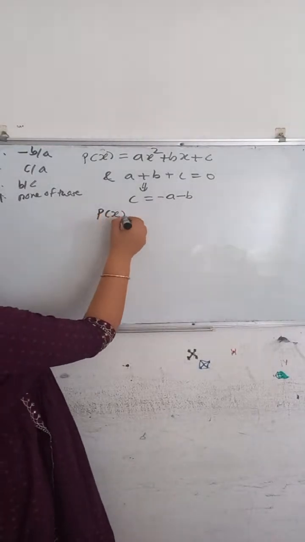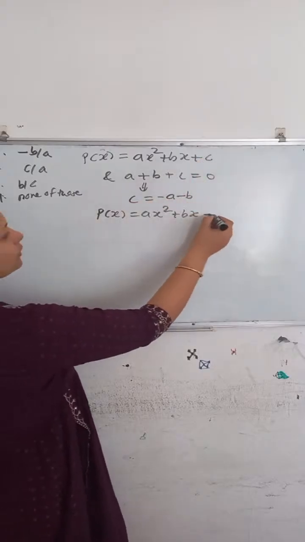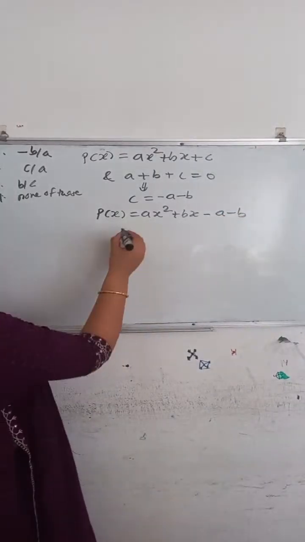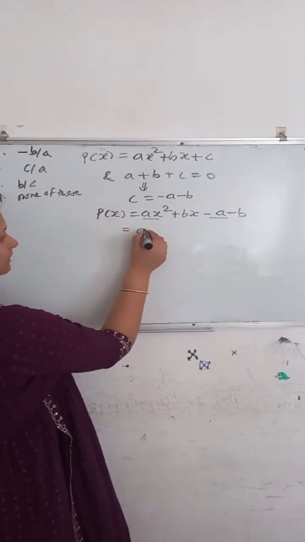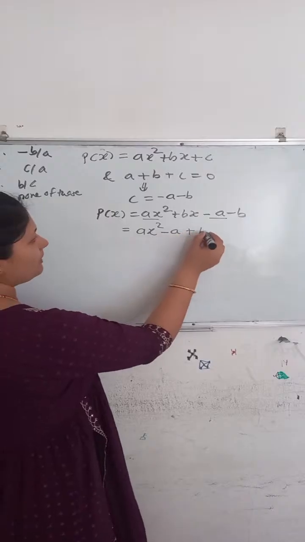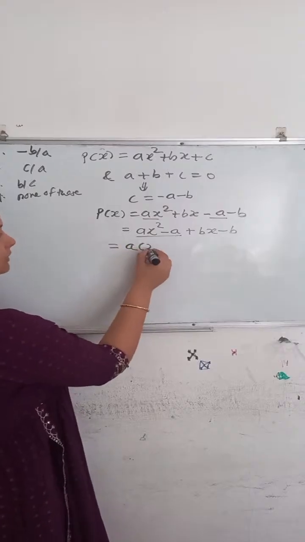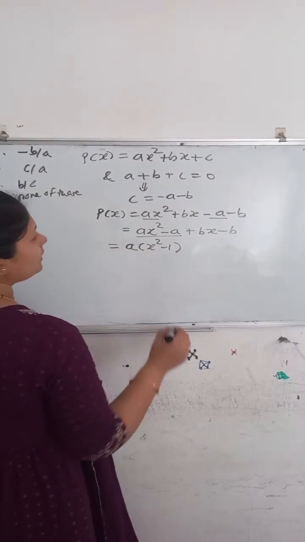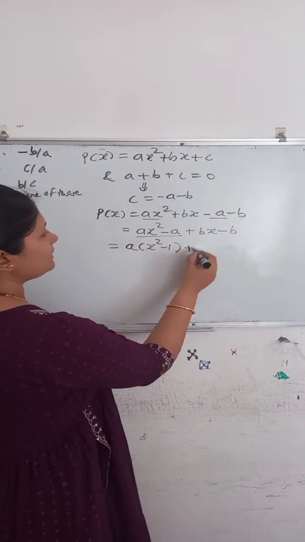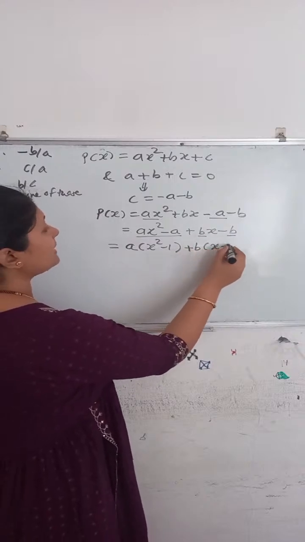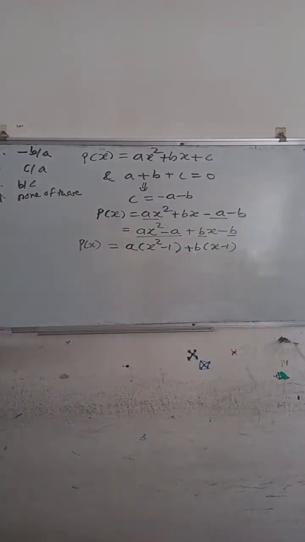Look, p of x is equal to ax square plus bx, and the c value you can substitute, minus a minus b. Then you can collect the like terms together. So ax square minus a plus bx minus b. Here you can take a common, so this is x square minus 1. Plus, if you take b common here, then x minus 1. This is nothing but p of x you are getting. Can you get up to here?